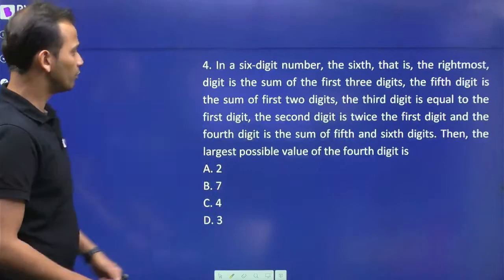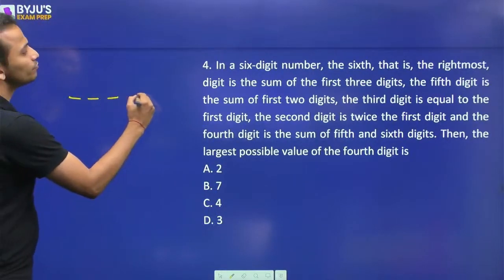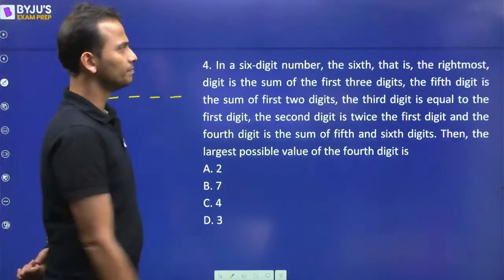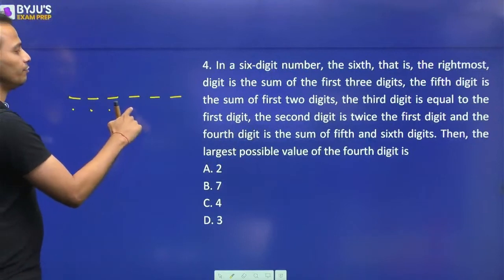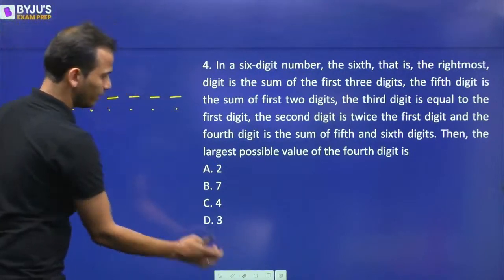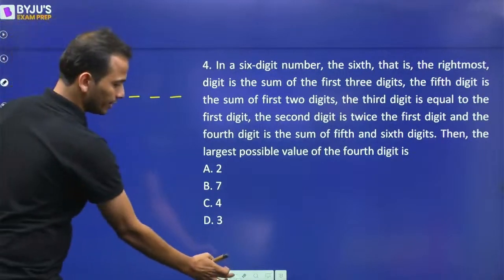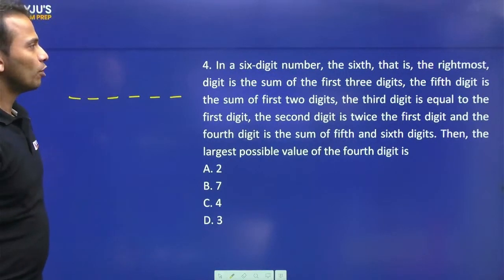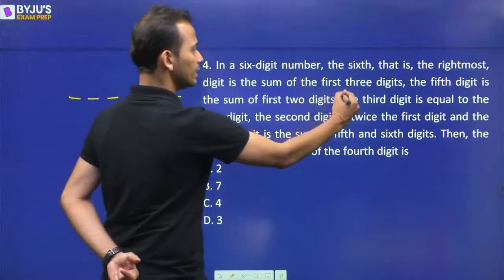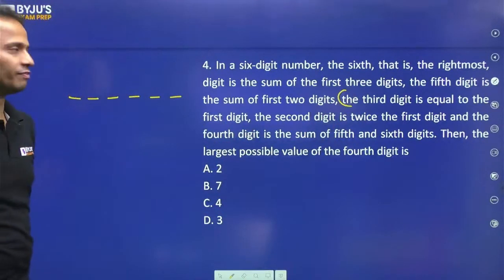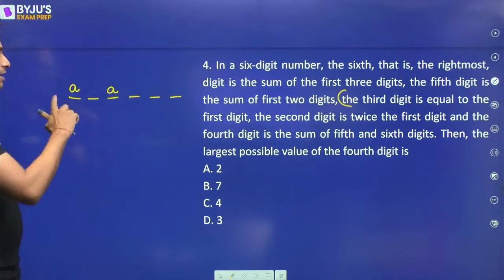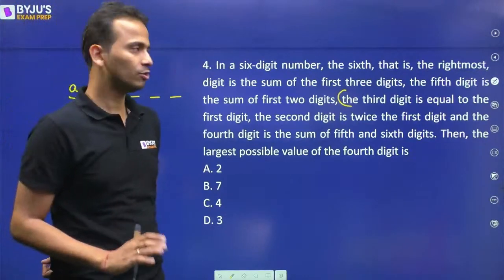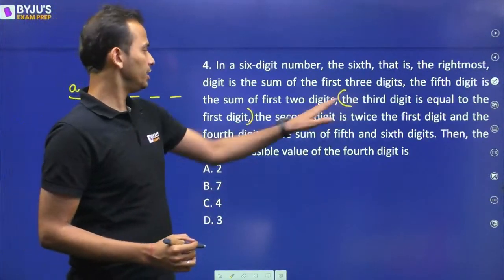Okay, let's start with this. 1, 2, 3, 4, 5, 6. It's a 6-digit number. The rightmost digit is the 6th digit. So first digit, second, third, fourth, fifth, and sixth, like this. All right, fine. Now I'll start from this line. The third digit is equal to the first digit. So the first digit and the third digit are equal. I will consider them as A and A.